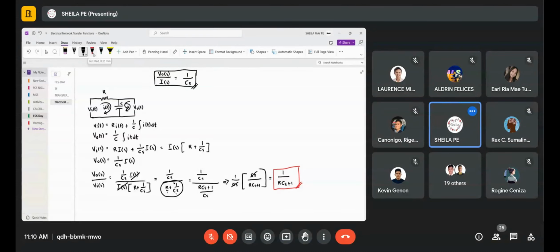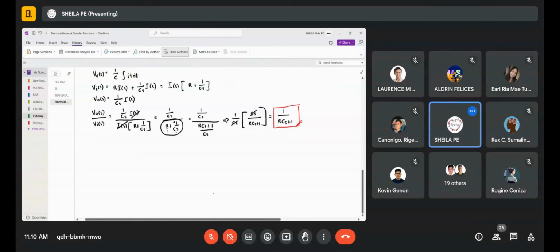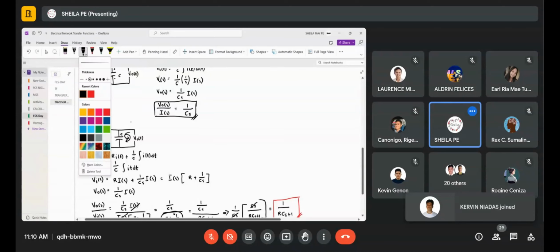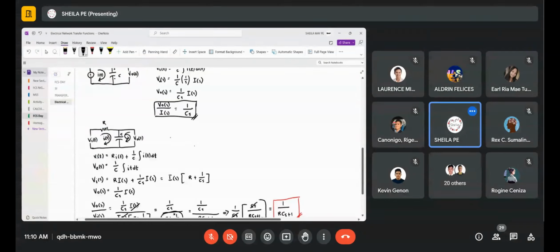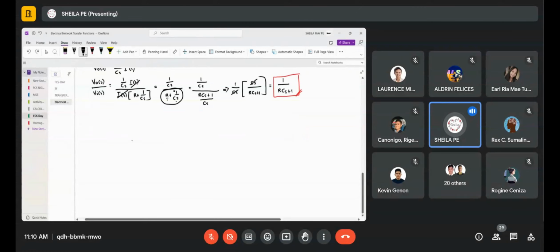Okay, how about we take the output across our resistor? In here, we take our output. Okay, we take our output across our capacitor. How about we take our output across our resistor?